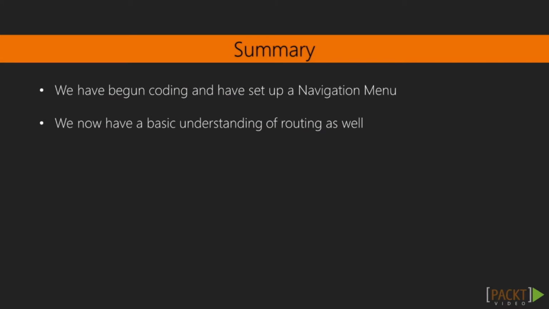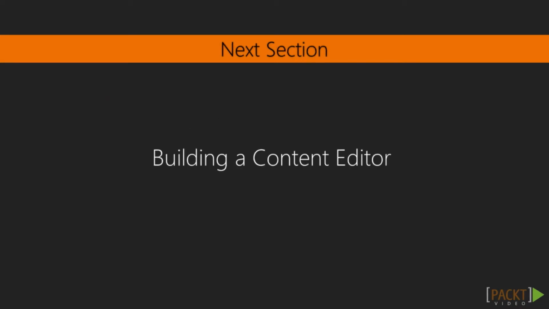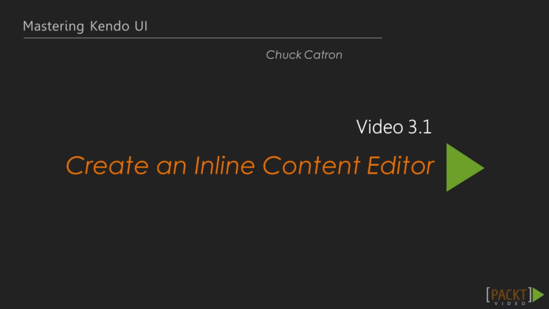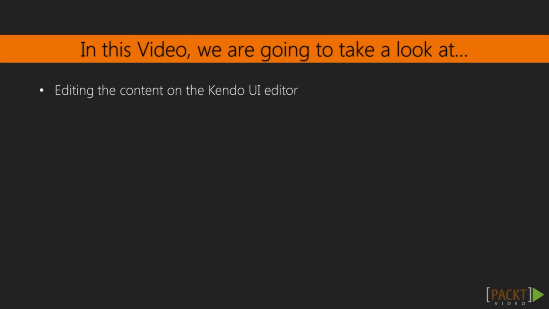Now that we have a basic understanding of routing and how I applied it here, next, we will start creating the content editor for the admin section of the site, and then show you how we update content and display content on the pages. In the last video, we got our site off to a great start. We created the layout using Twitter Bootstrap, learned about Kendo UI layouts and views, and we skimmed the surface of the Kendo UI router. In this video, we are going to get the Kendo UI editor hooked up so that we can edit the content.